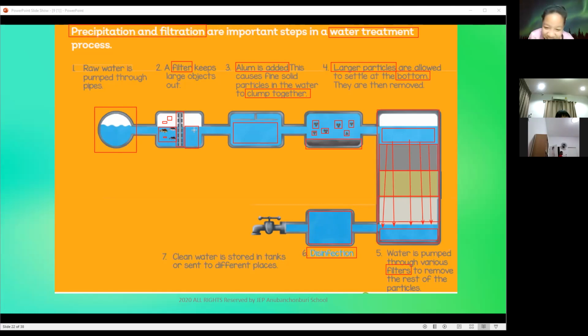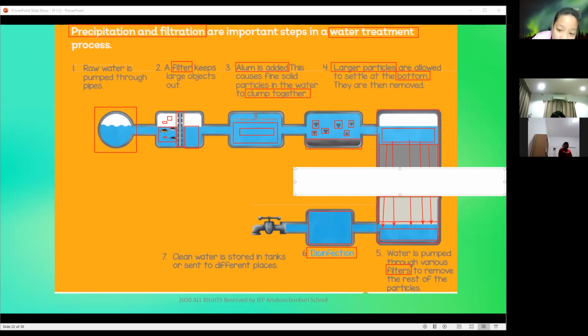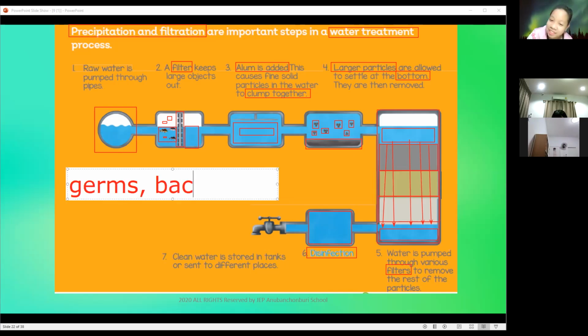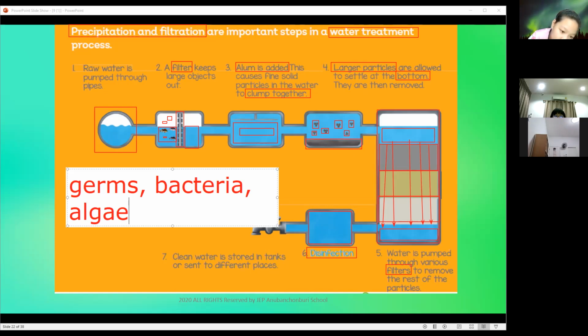The germs will pass through here. The germs can pass through here as well until here. But here in the disinfection, not only the germs. I will put here germs, but not only germs. It can be bacteria. It can be algae, or it can be a protozoa.